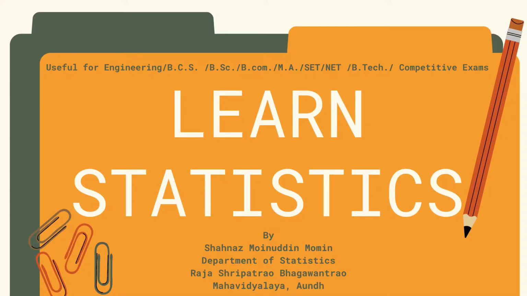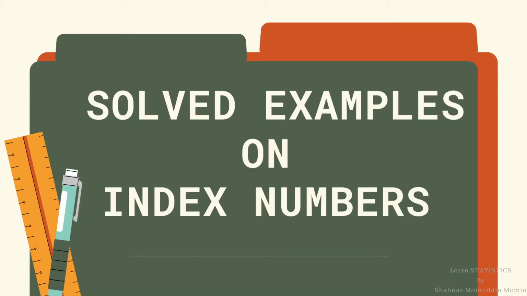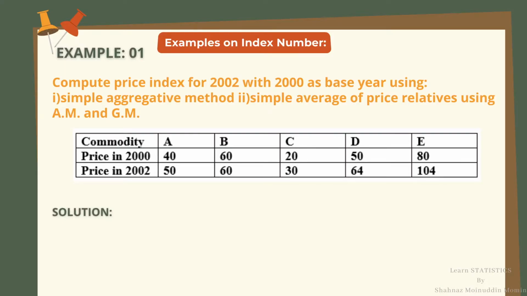In this class we are going to learn the examples on index numbers. In this lecture we will see the different examples on index numbers. So we shall start with the first example, in which we have to obtain the index number by using simple aggregative method and simple average of price relatives using arithmetic mean AM and geometric mean GM for the year 2002 with 2000 as a base year.